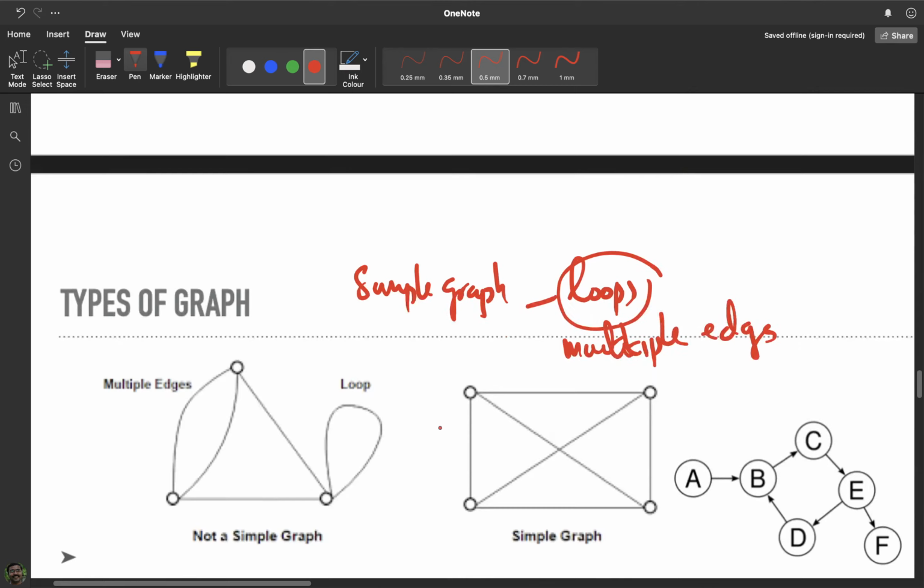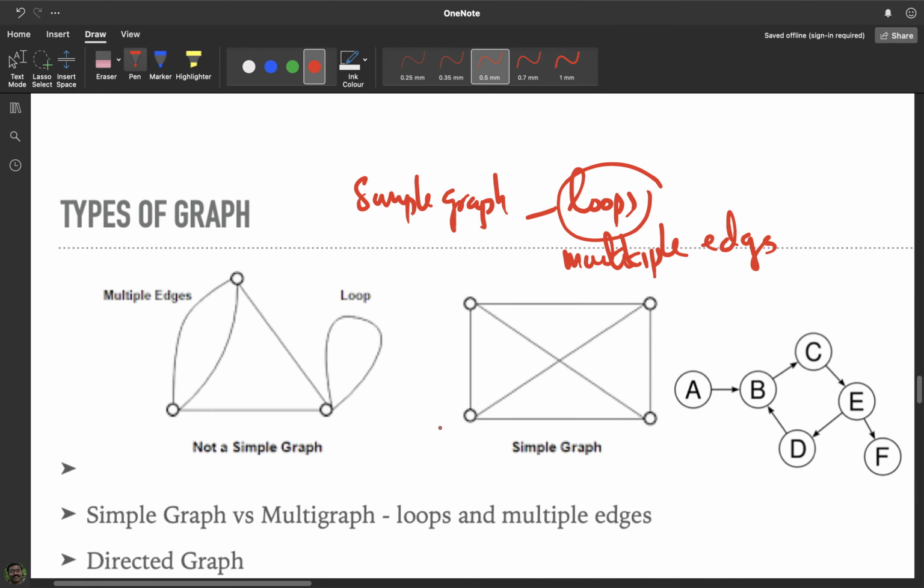Okay, so a simple graph is a graph which does not have loops or multiple edges. You can see an example of a simple graph here. It does not have loops and multiple edges. But this is an example of a graph that is not simple, that is, it has multiple edges and also loops. So a graph which is not a simple graph is called a multigraph. In some textbooks they call it a multigraph. Okay, I hope it is clear.